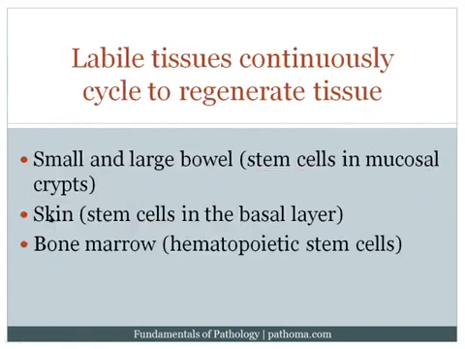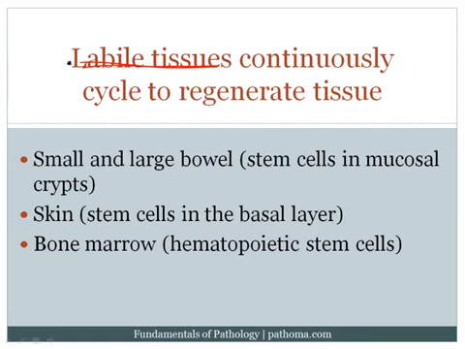So the first type of tissue are called labile tissues. What are labile tissues? These are tissues that are constantly cycling. Basically, the tissue has stem cells, and the stem cells are constantly regenerating the tissue, just as part of our normal physiology. For example, our bowel is constantly regenerating. The skin is constantly regenerating. The red blood cells, the white blood cells, the platelets are constantly regenerating. So these are examples of labile tissues, and they have the ability to regenerate tissue when they're damaged.